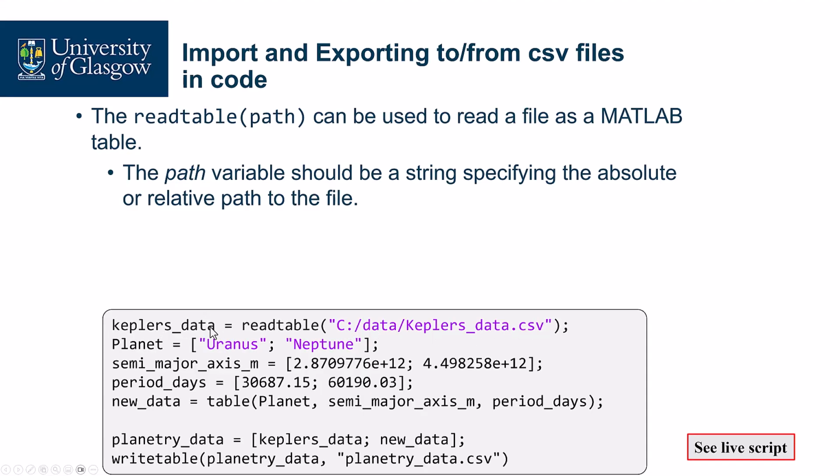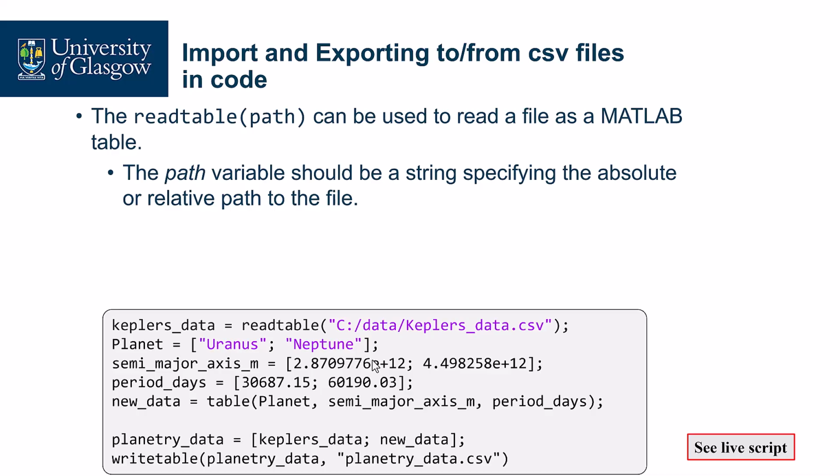Then what I'm doing is adding things to this table, and then I will export it, right? So what can I do? I define planet, semi-major axis m, and period days, and we can see these are the previous column names, right? So I add additional information of Uranus and Neptune into them. So I add new data to that, right?